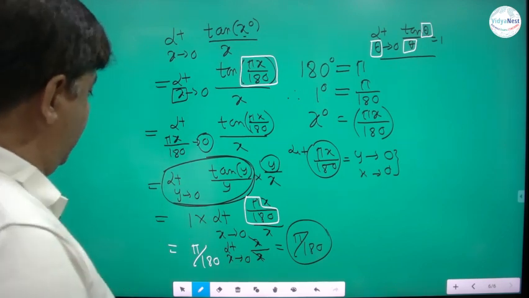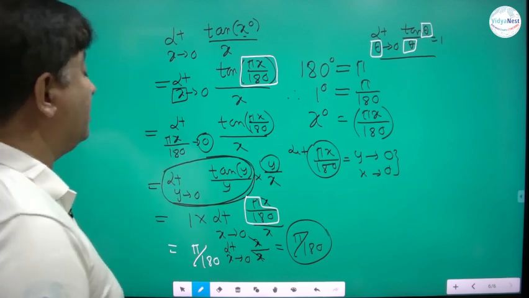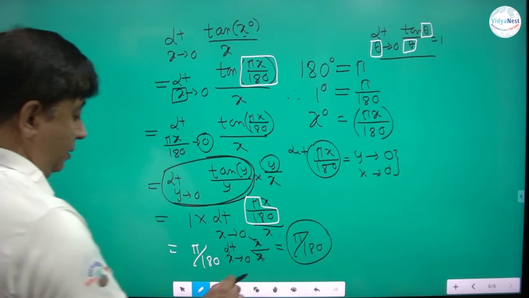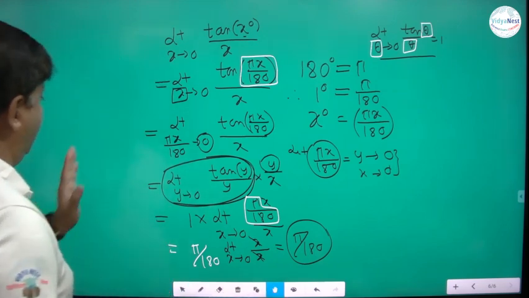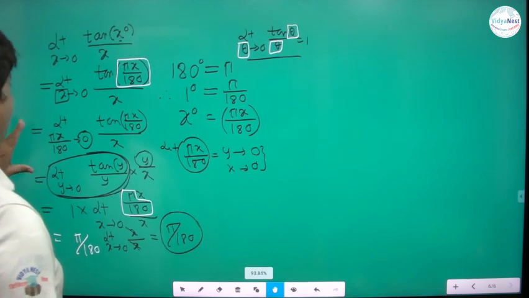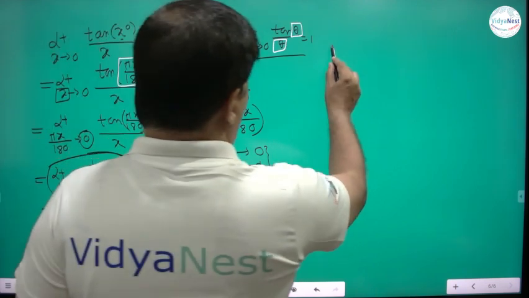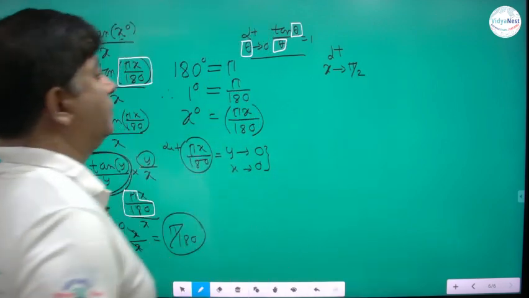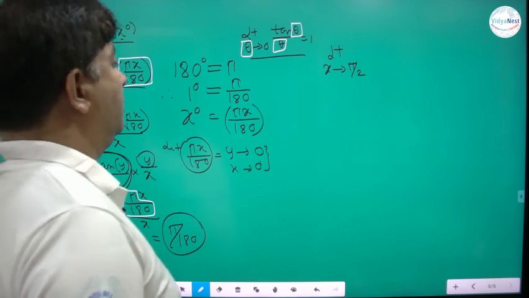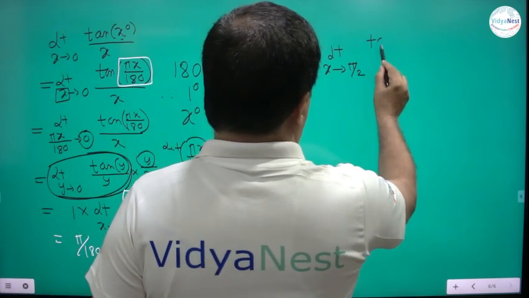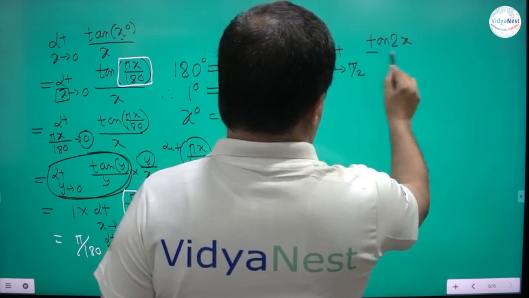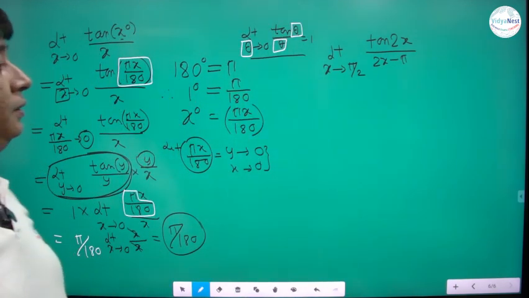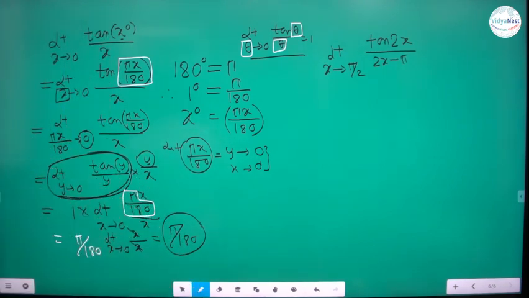Gradually we are going from simpler standard to substandard, not at a certain moment. Now, if you get a sum like this, limit x tends to pi by 2, tan 2x by 2x minus pi.